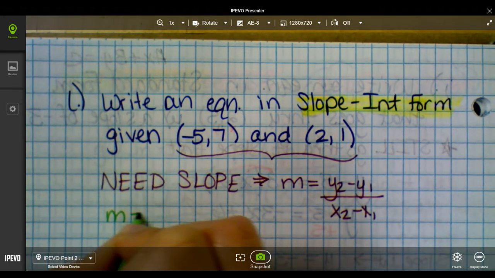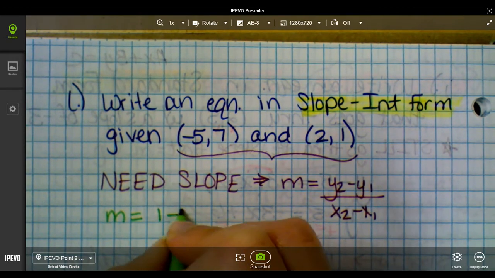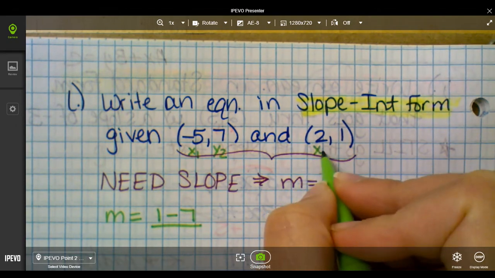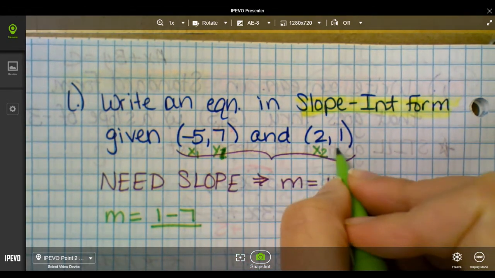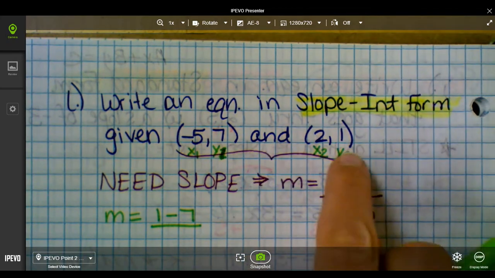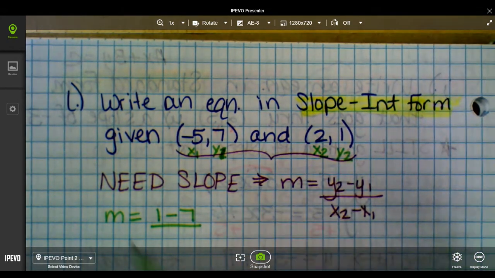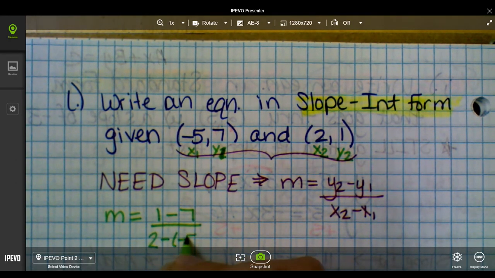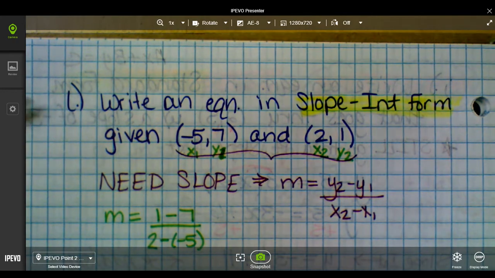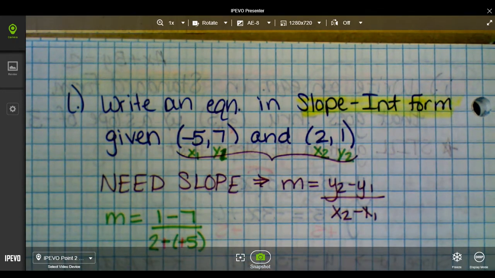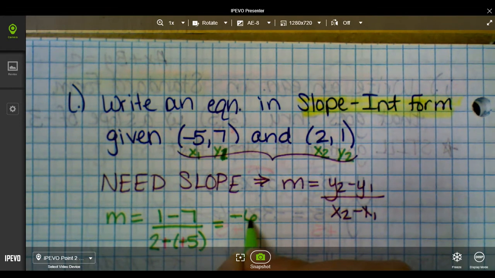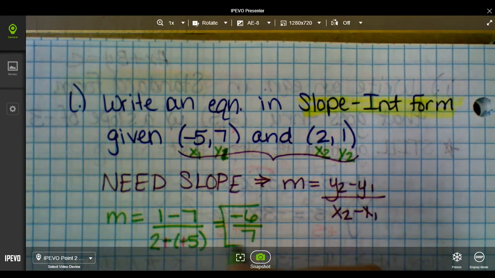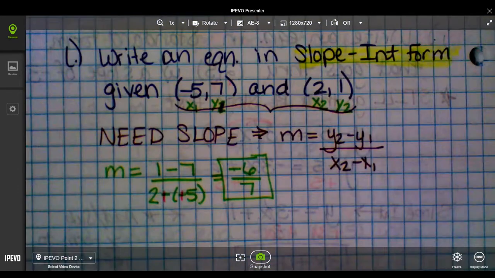So I'm going to find my slope over here. I'm going to have 1 minus 7, because I'm just going to label these just in case. This is y1, and then x2, y2. So 1 minus 7, and then I have to start with this one again, 2 minus -5, and hopefully you remember that whenever you subtract a negative, that always means that you are adding. So 1 minus 7 is -6, and now I have 2 plus 5, which is 7. So my slope is going to be -6/7.